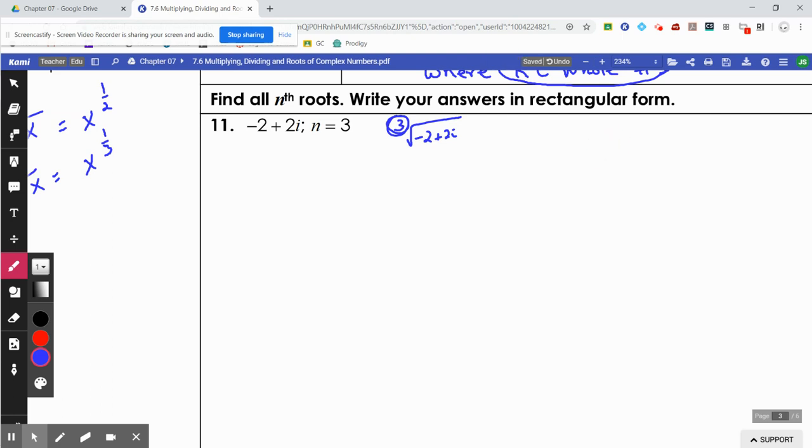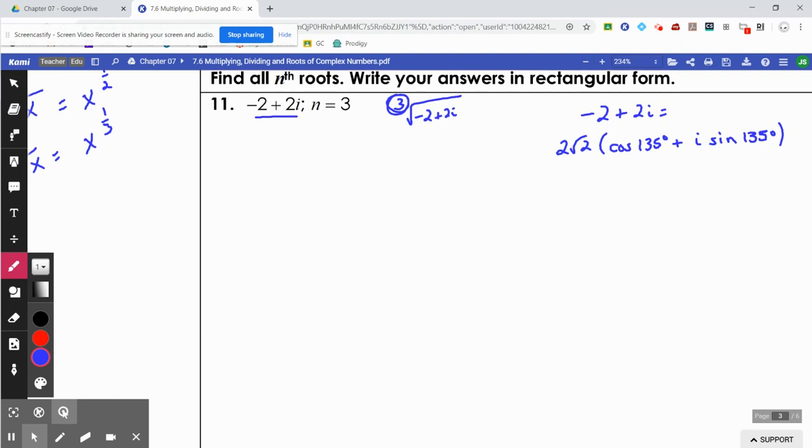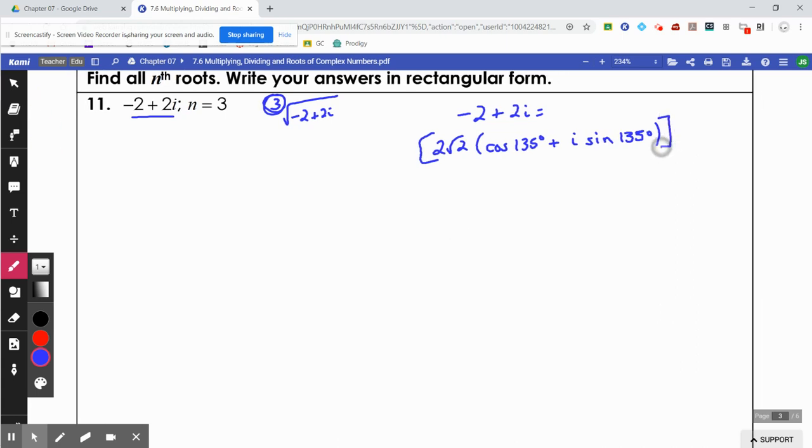So first off, what we need to do is write this negative 2 plus 2i in its polar form. So I'm going to go ahead and do that for you just to save us a step. And there's what you have. Now, again, I'm going to follow a little bit different set of rules here, just because it makes more sense to me. Now how are we going to take the cube root? We raise it to the 1/3 power.